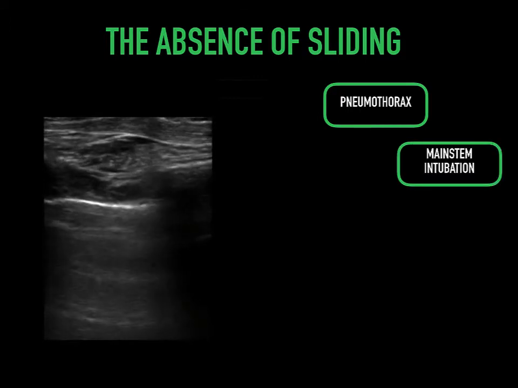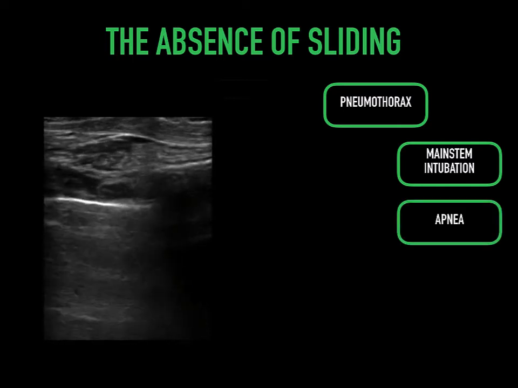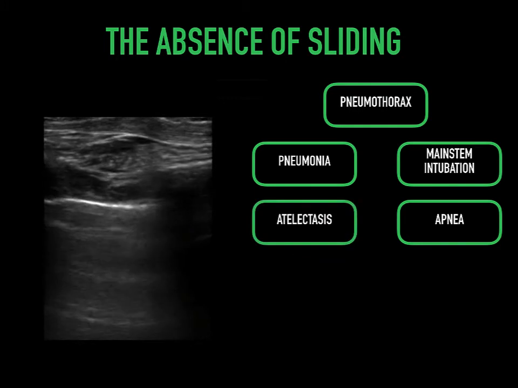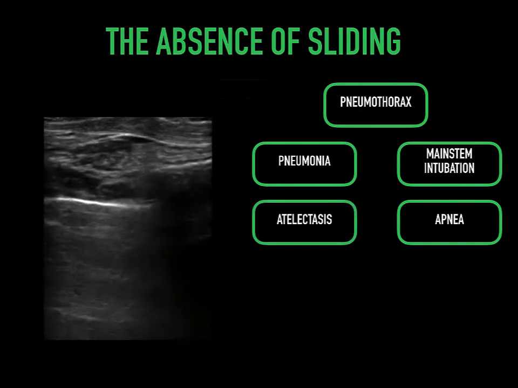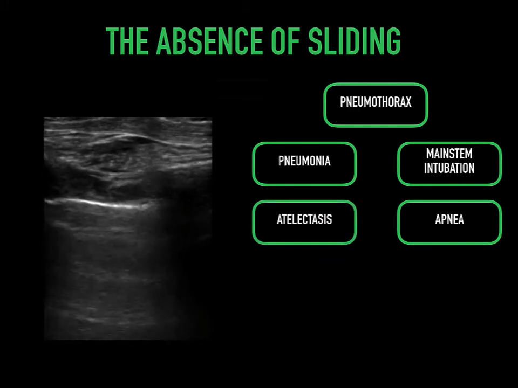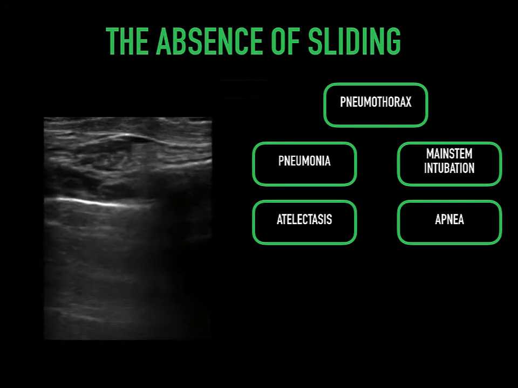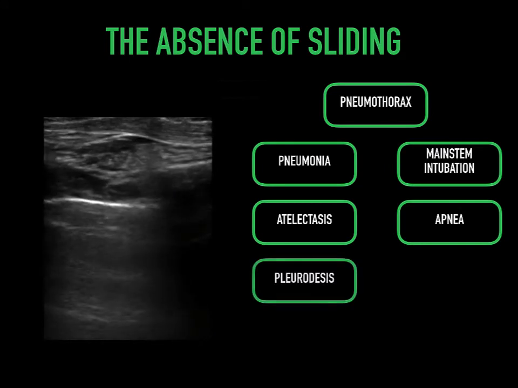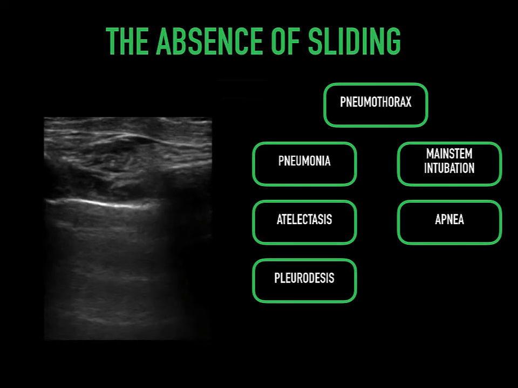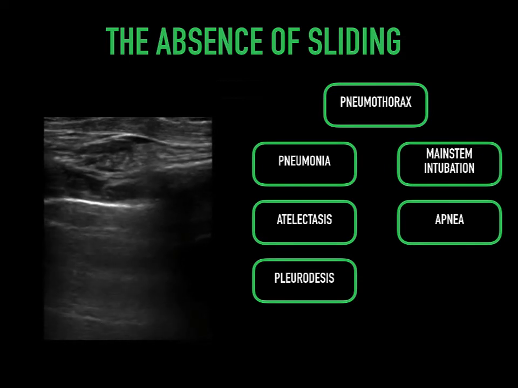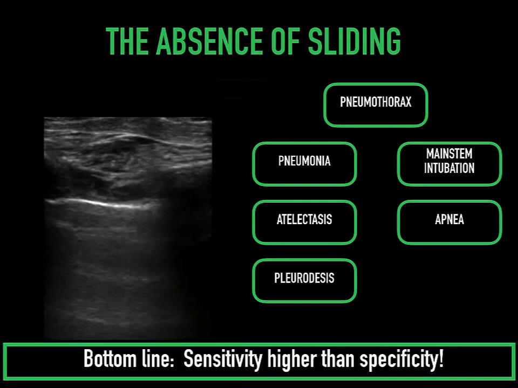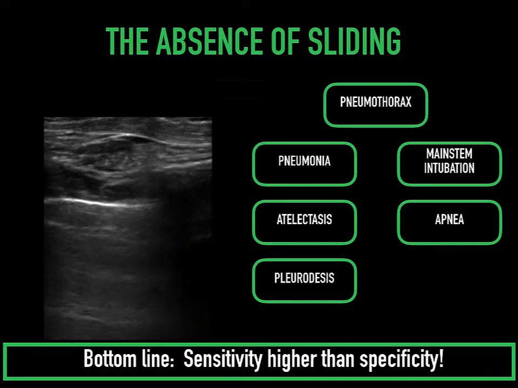Again, as I mentioned previously, main stem intubation, particularly more common on the right, will cause a lack of lung sliding on the left. Apnea, pneumonia, and atelectasis can occur, especially when there are large, dense lobar consolidations, where the lung is no longer inflating at that site. Finally, pleurodesis, or localized thoracic instrumentation, can lead to scarring of the pleura, resulting in no actual sliding and movement with insufflation. So bottom line, the sensitivity is higher than specificity.